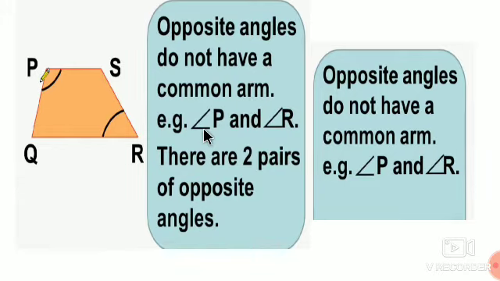For example, angle P and angle R. This is the symbol to write the name of the angle. There are two pairs of opposite angles, P and R, S and Q. Understood it?